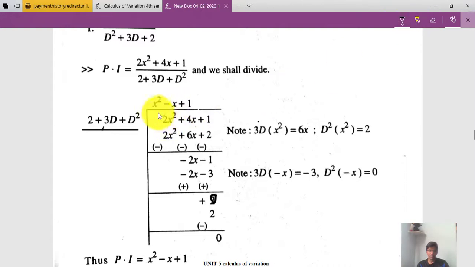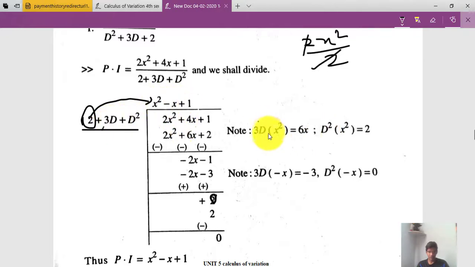Yeah, so now take this first term. If I take this first term 2x², then you need to take this first term, so always have this habit. So this and this get cancelled, so whatever is here you write it here. So x², when you multiply this with this, that is 2x² into 3 into D. Differentiation of x² is what? Differentiation of x² is 2x once, and then 3 multiplied by 2 is 6x.